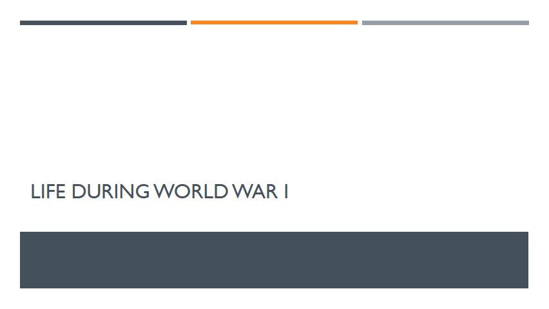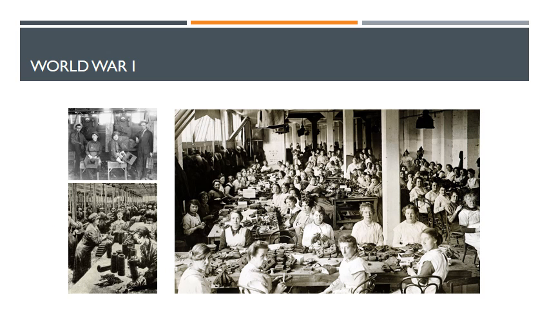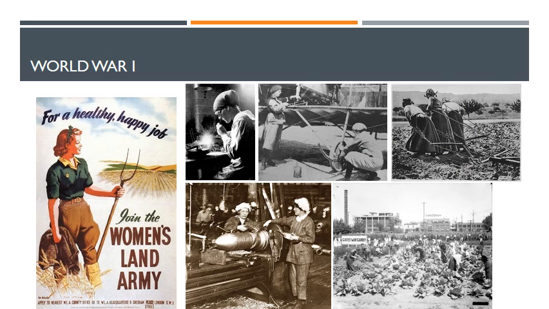Let's now take a look at what life was like during World War I. On the home front, with millions of men in the military, employers were forced to turn to women for jobs that had traditionally been limited to men. The women excelled in these jobs, and here you see pictures of women working in a munitions factory, making ammunition and shells. In this main picture here, these are women working on gas masks.